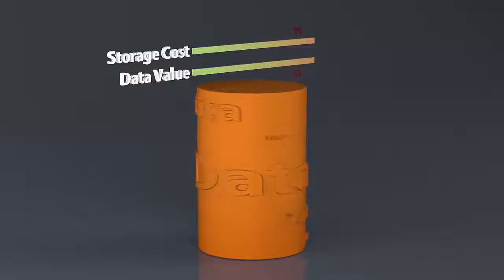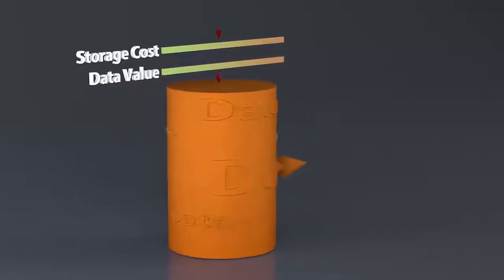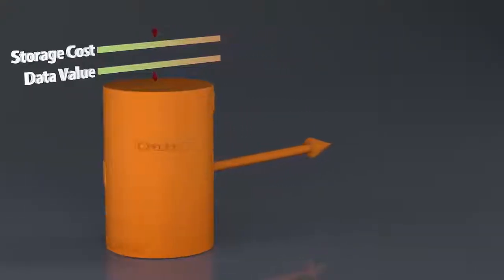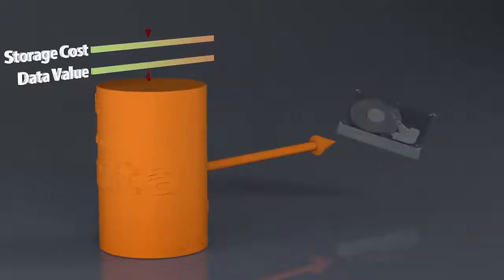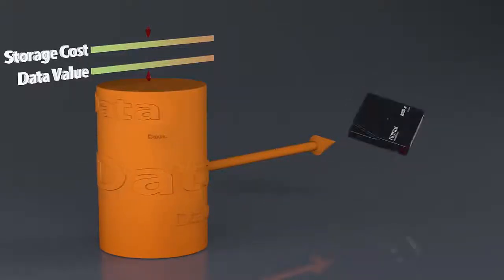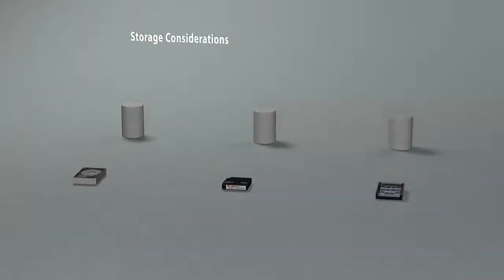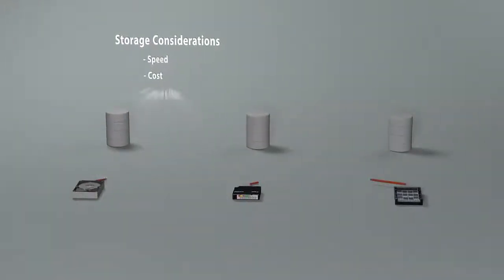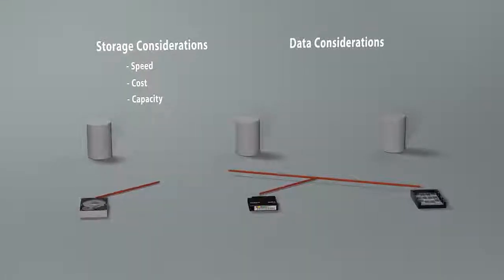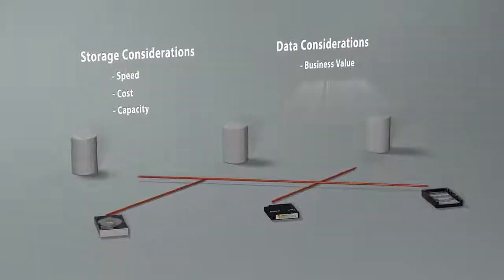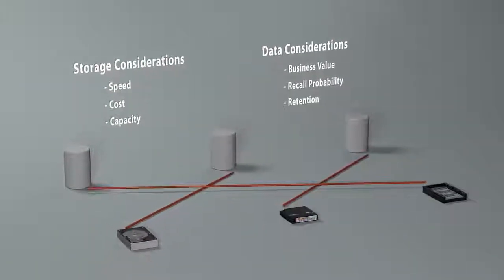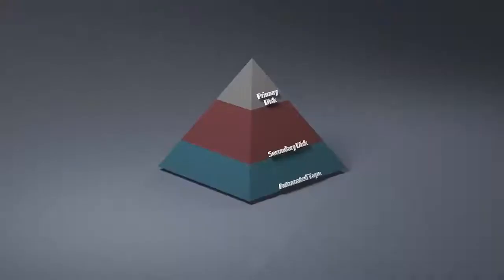As the business value and retention periods of that data change, we need some way to assure that the storage resources used to maintain the data change as well. We've seen this desire to use the appropriate storage based on speed, cost, and capacity for the appropriate data based on business value, likelihood of recall, and retention, displayed as the infamous storage pyramid.